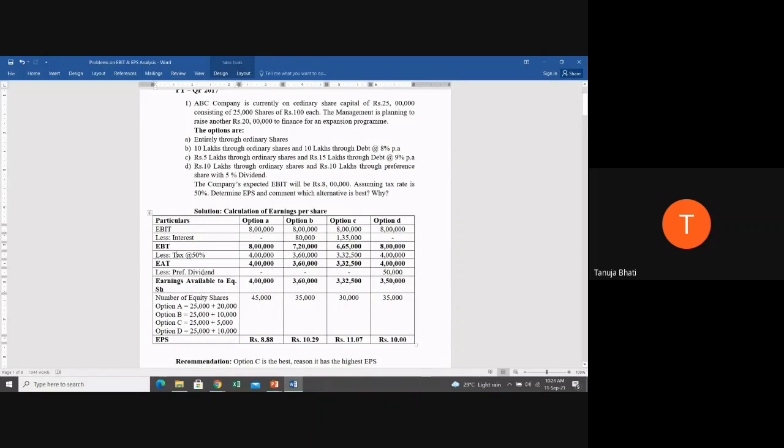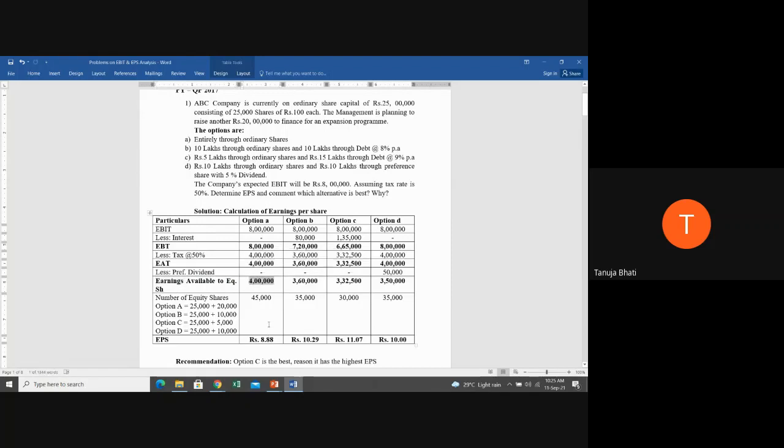Less preference dividend. Now in option A, will preference dividend come into picture? No, because 20 lakhs is raised only through issuing equity shares. Now when preference shares are not issued at all, preference dividend will not come into picture. Therefore it is 0. So the earnings available to equity shareholders is 4 lakh.